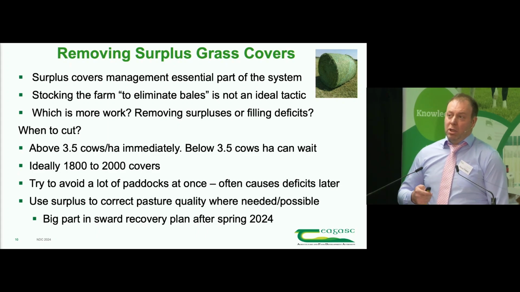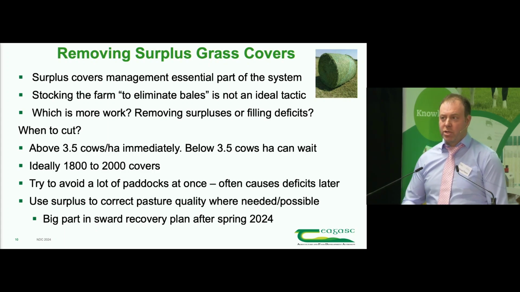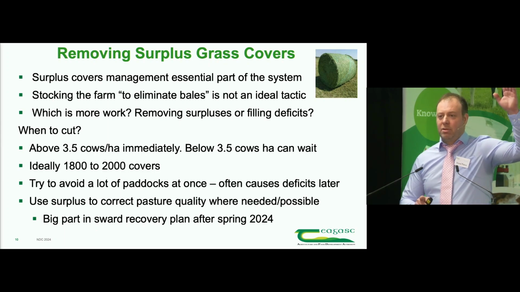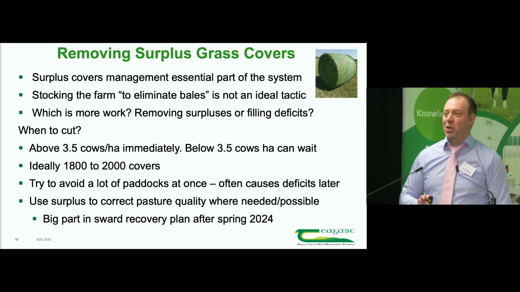So on the work side of it, the question I'd always ask people is, which is more work, removing surplus or filling deficit? So a show of hands, who uses a contractor to remove surplus? A lot of men with their own balers here. Who uses them to fill deficits? Nobody. So when you're removing the surplus, it's a phone call, get the bales made. Some people draw them in themselves, some people, the contractor does everything.